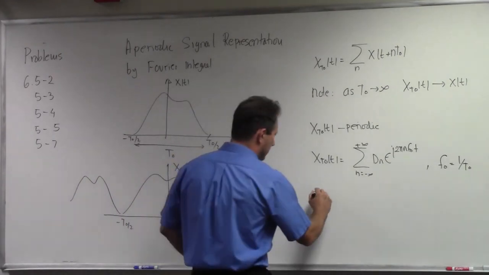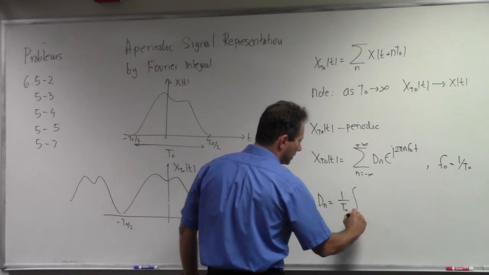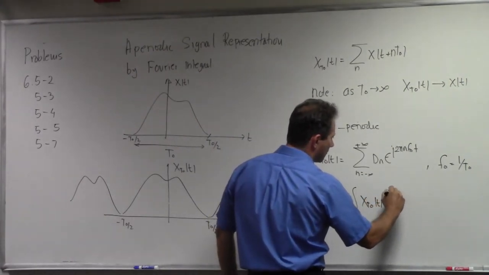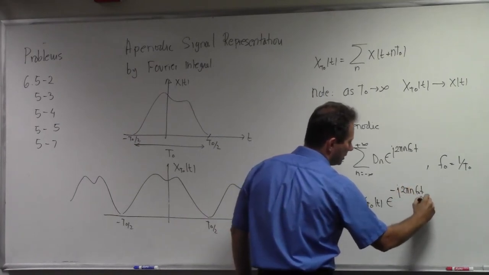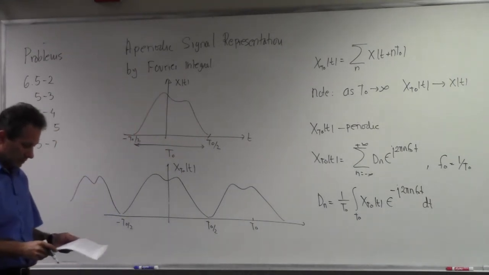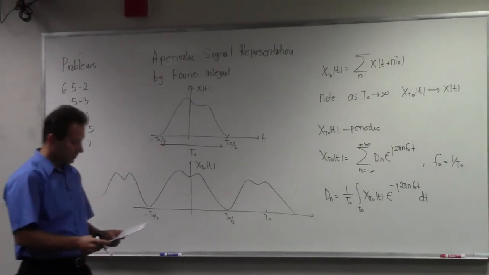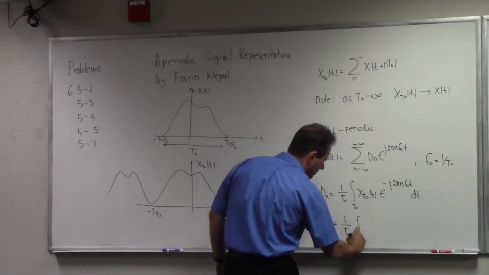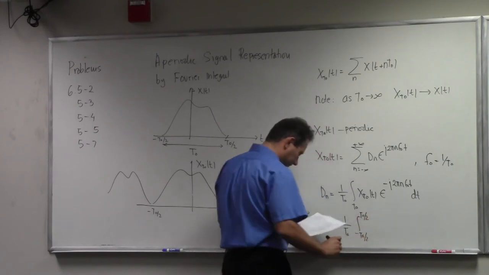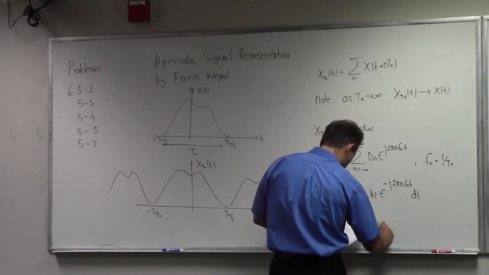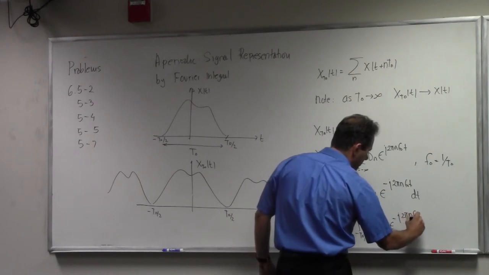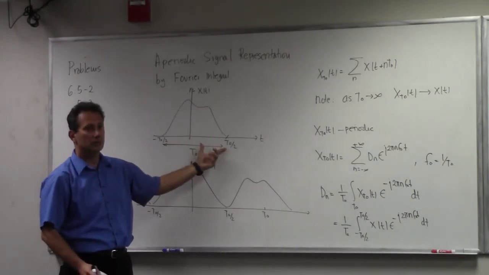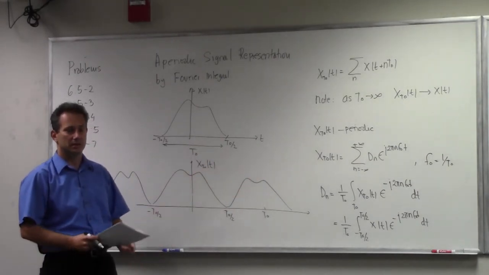Now, what do I know about d_n? d_n is given as 1 over t0, integral over t0, of x_{t0} of t e to the minus j 2 pi n f0 t dt. This is how I calculate the Fourier coefficients for the exponential form of the Fourier series. I'm going to commit to the boundary, so this is going to be 1 over t0, integral from minus t0 over 2 to t0 over 2, of x of t e to the minus j 2 pi n f0 t. This is how I can calculate d_n, because if I'm just integrating from minus t0 over 2 to t0 over 2, it doesn't matter that this is periodic. I can say it's x of t in that interval.